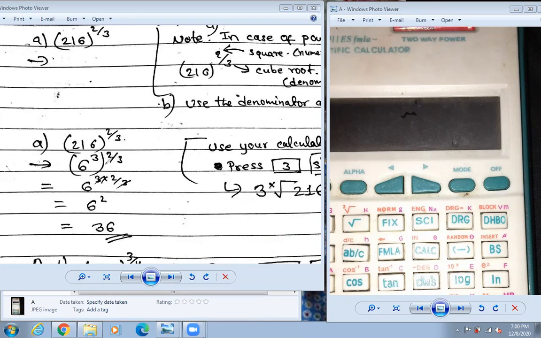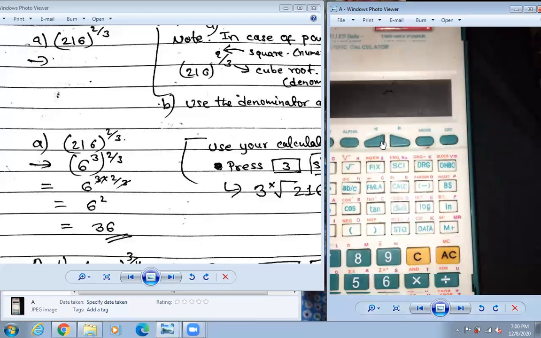Now let us remove the bracket. It becomes multiplication sign. So 6 power 3 into 2 power 2 by 3. So 3 and 3 will be cancelled. Then after that 6 power 2 is there. So there will be 6 power 2. So 6 power 2 means what? 6 square means 6 into 6. Otherwise you can use a calculator. 6 square भनेको कति हो भनेर type गर्दा हुन्छ.